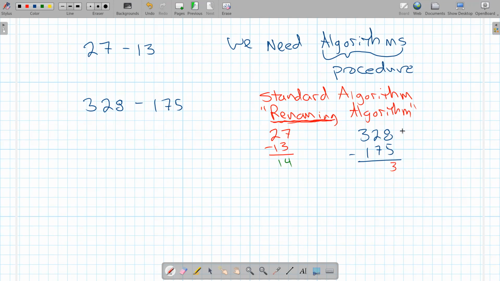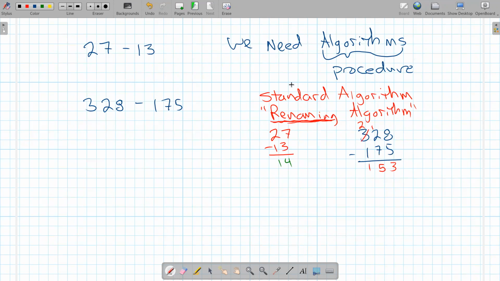What we do is we rename this number. Instead of 300s and 2 tens here, we say, let's knock that down to 200s and make this 12 tens. We played around with that earlier in section 3.1, that there's different ways to group stuff together. So 328 is the same as 200, 12 tens, and 8. So we've just renamed this number. So now we can say, let's try 12 minus 7. Oh, that I can do. All right, 12 minus 7 is 5. And then 200 minus 100 is 100. So that's the idea of the renaming algorithm.